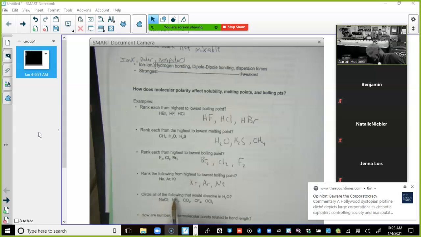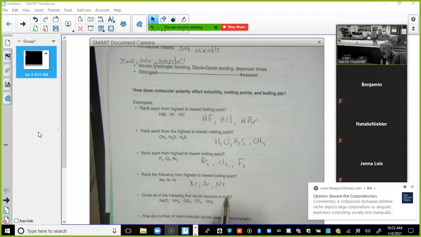Circle all of the following that would dissolve. Okay, so this is likes dissolves likes. If you are polar, you're going to dissolve in something that's polar. If you're nonpolar, you dissolve in something that's nonpolar. So oil and water don't mix. Water is polar. Oil would then be nonpolar. So, circle all the following that would dissolve in H2O, polar substance.